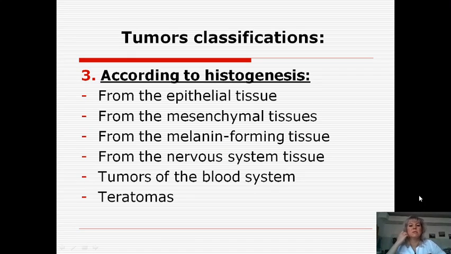The next classification is according to histogenesis. From which cells do we see the growth of the tumor? From the epithelial cells is a very, very common type of tumor. From the mesenchymal tissues, from the melanin-forming tissue, from the nerve system tissue, tumors of the blood system, and teratomas.